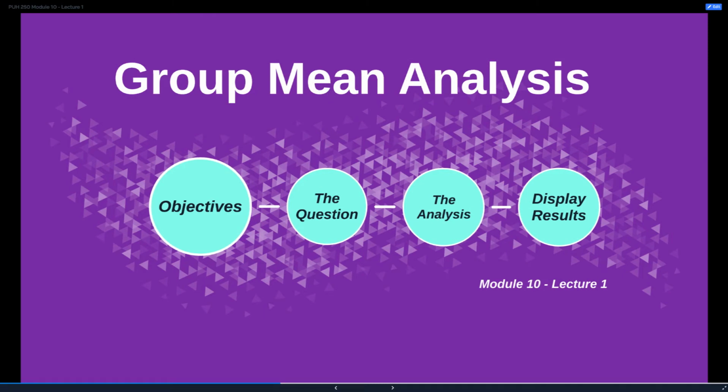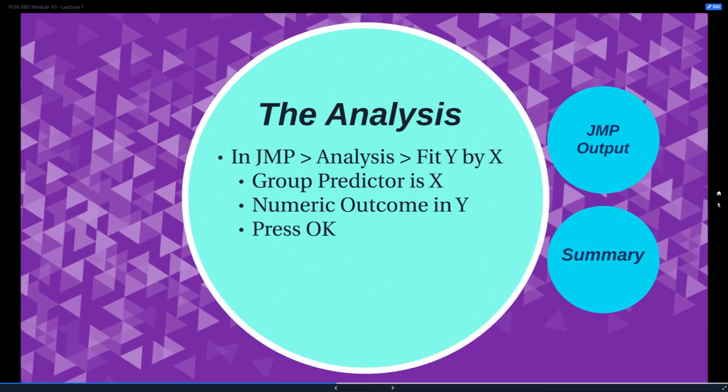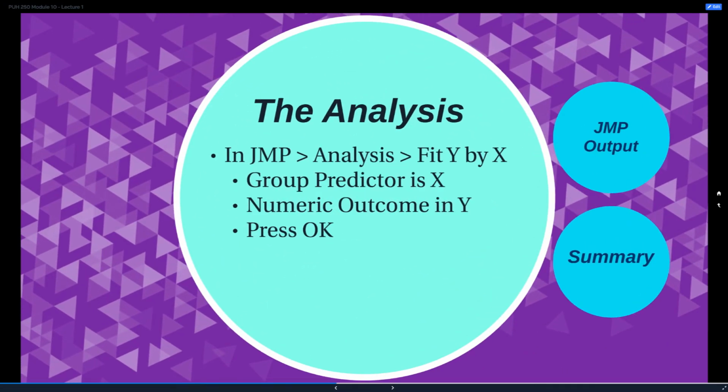So how do you do the analysis? Well, you've seen already that it is fit Y by X and JMP. Put your group predictor as X. We'll look at things like gender. We'll look at things like race. We could look at drug A or drug B. Anything that's in categories. Your numeric outcome is your Y, and then press OK.